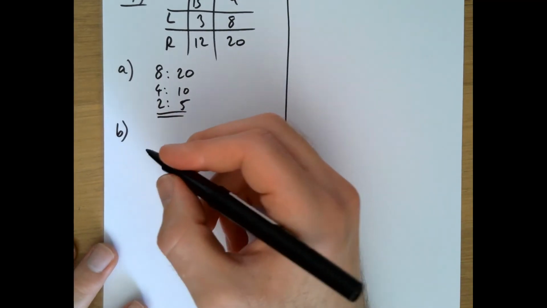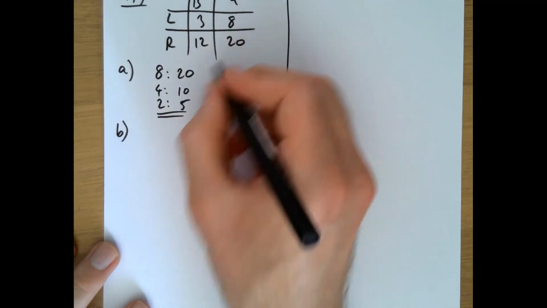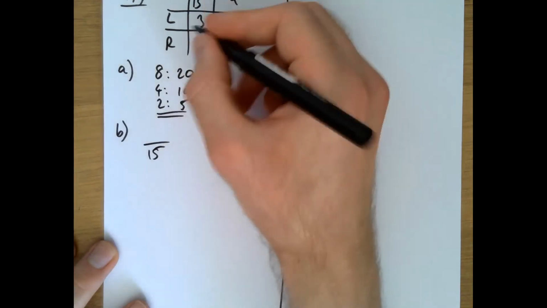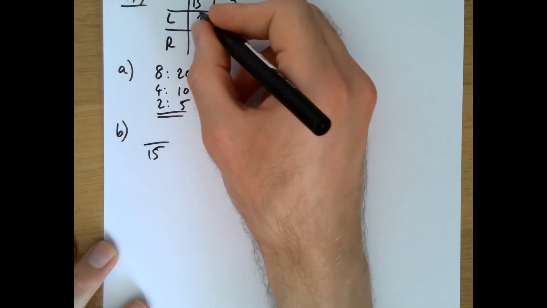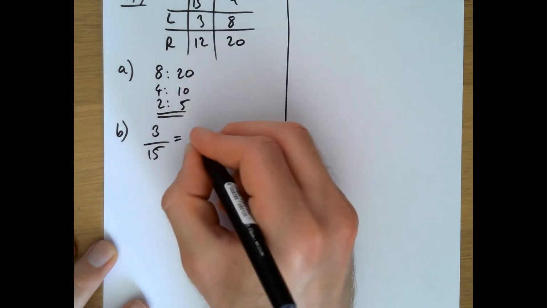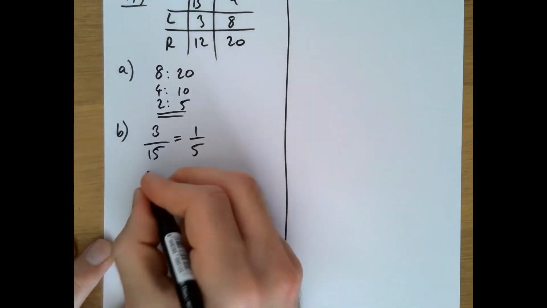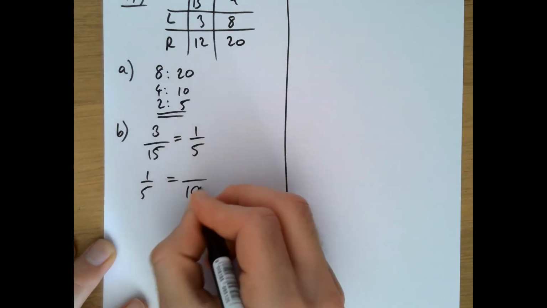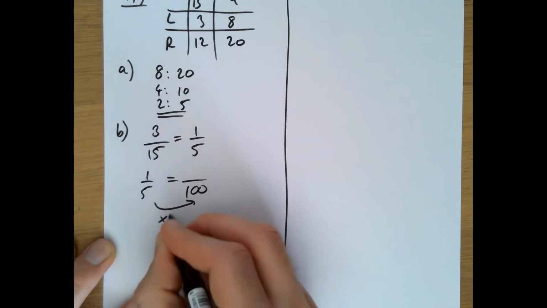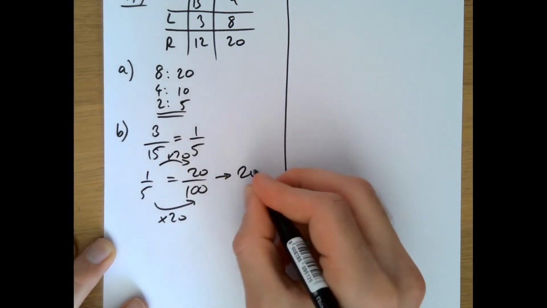B, what percentage of the boys, so we're only concerned with the boys, and there's 15 of them, are left-handed. So left-handed is going to be 3 out of 15. We can simplify that to 1 out of 5, but I want it as a percentage. So remember, a percentage is out of 100. Times that one by 20, times that one by 20, 20 out of 100, 20%.